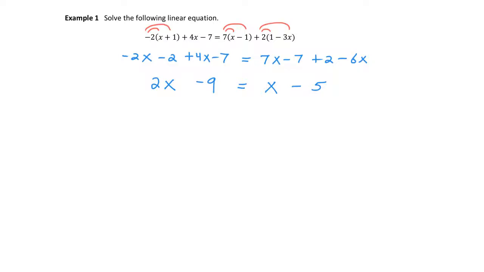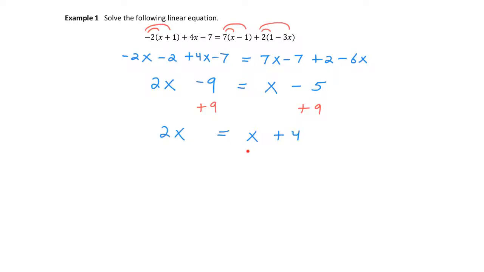Okay, it's at this point where I can use all the strategies from the previous example. That is, if I'm going to get x by itself, I can't have both an x and a number on this side. So let's get rid of this number. If I'm subtracting 9, I can add 9 to both sides, resulting in 2x = x + 4.